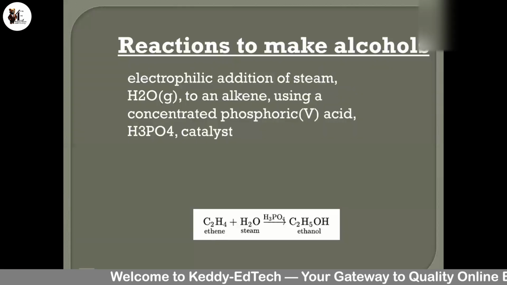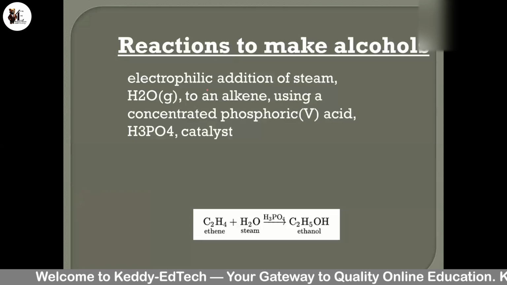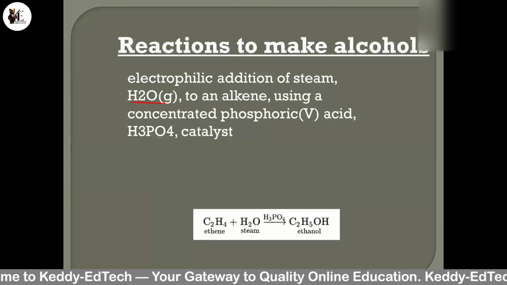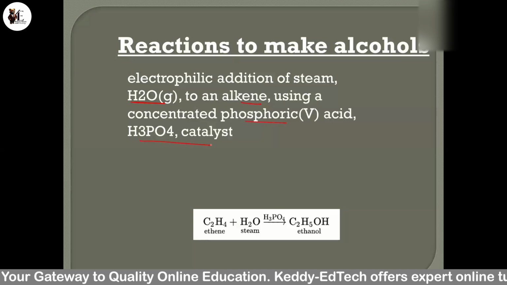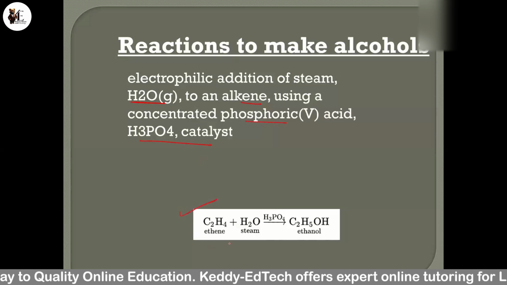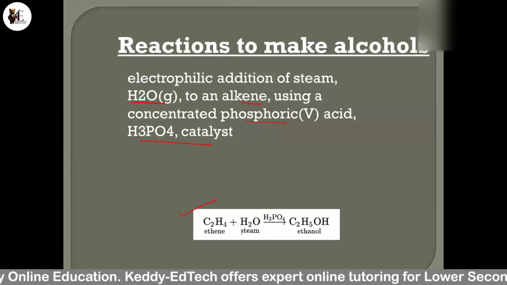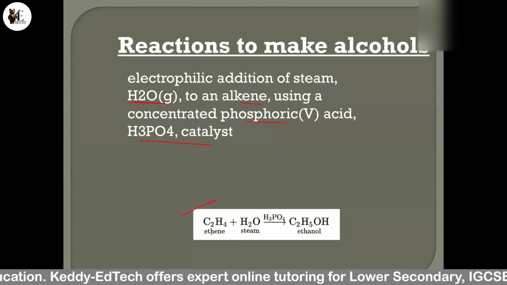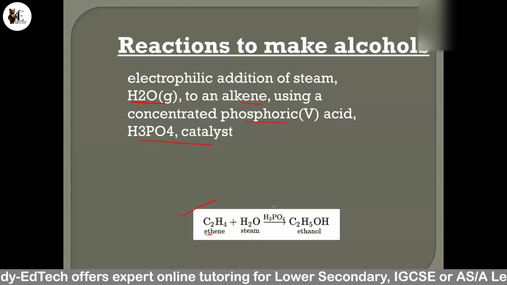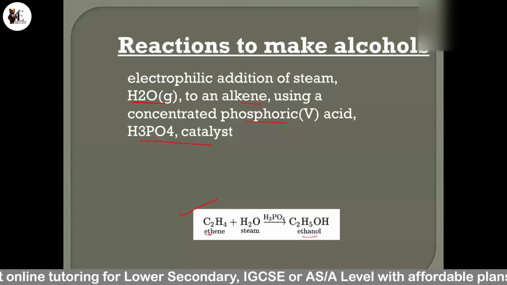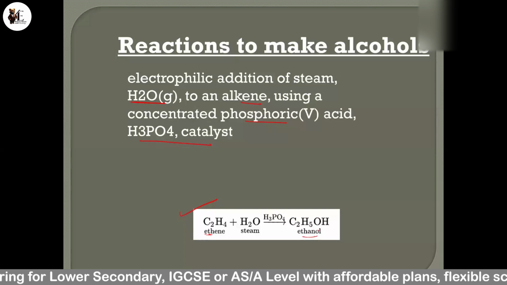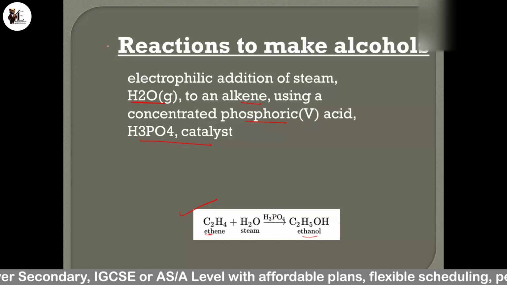So the first reaction is the electrophilic addition of steam, that is H2O in gaseous state, to an alkene using concentrated phosphoric acid, H3PO4, as a catalyst. So if you do the electrophilic addition of steam to the alkene molecule C2H4 in the presence of phosphoric acid as a catalyst, then you will get your ethanol. So these are the methods of preparation of alcohols. Write it down. This is the first method.